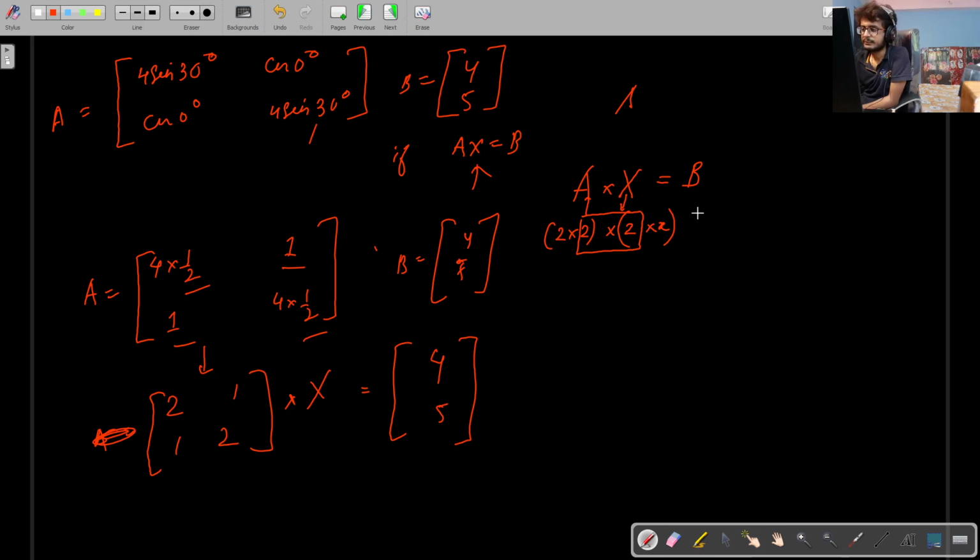We don't know that yet. Now we know B. What is the order of matrix B? 2 row, 1 column. So now, if the multiplication product of matrix A with matrix X is giving a matrix of order 2 into 1, then X is also 2 into 1. Okay?